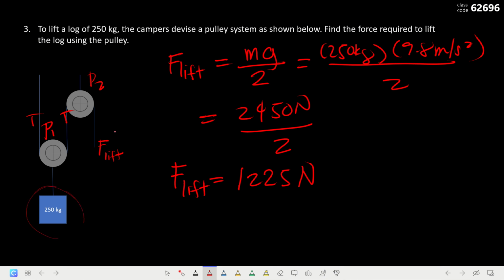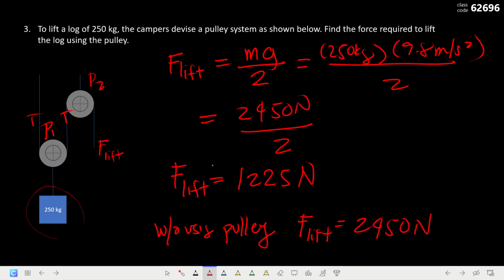So in order to lift this object using this pulley system, the pulling force that we need is equal to 1,225 newtons. Earlier we said that without using a pulley, the force required to lift the object is equal to 2,450 newtons.